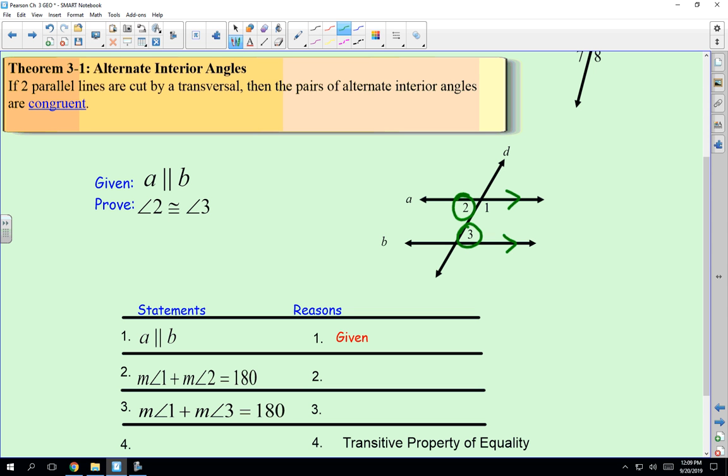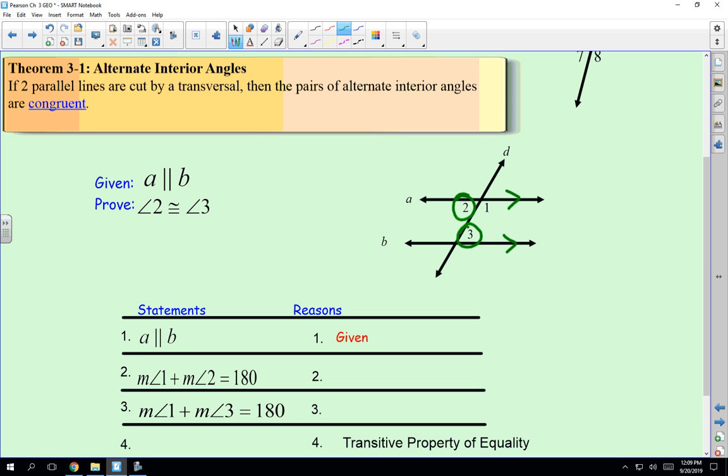Okay. So we start with the given, if the lines are parallel. So write down A parallel to B. This, by the way, is the symbol for parallel, and that is given. A is parallel to B, that's given. And then we're going to say that measure of angle 1 plus measure of angle 2 equals 180. Why is that in this picture? What kind of angles are 1 and 2?